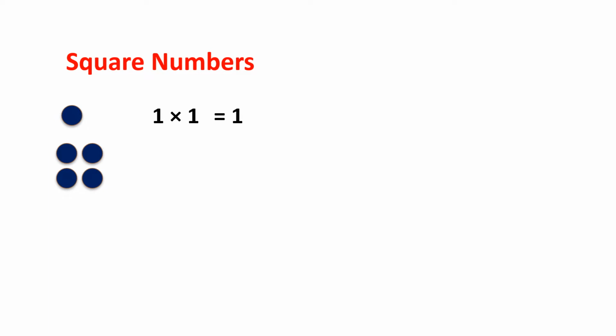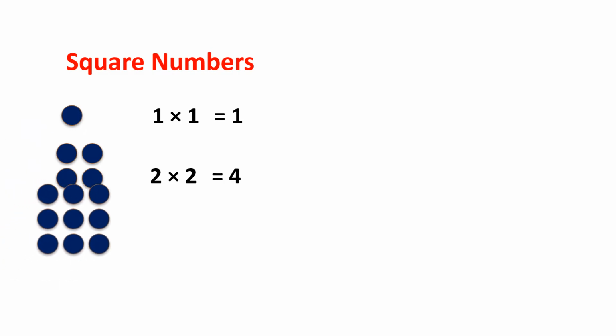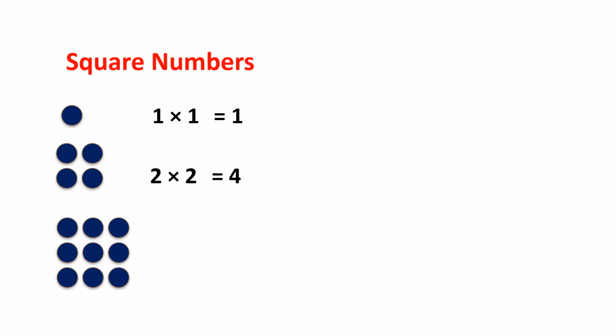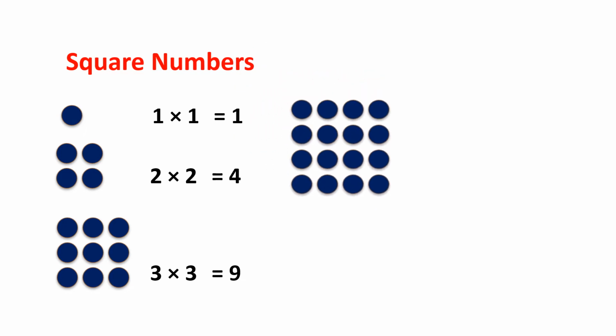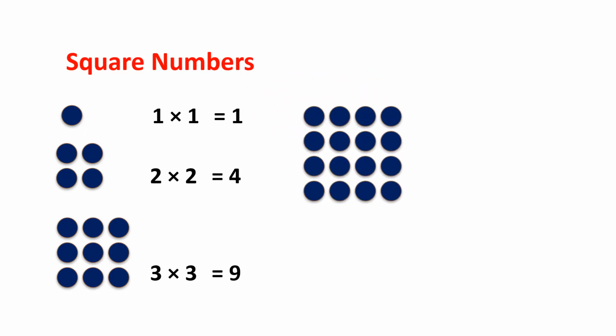Then here comes, there are 2 columns and 2 rows. So altogether there we can see 4 dots. That means 2 into 2 is 4. 4 is our second square number. Here comes 3 rows and 3 columns. Therefore, 3 into 3, our third square number is 9. Likewise, there are 4 rows and 4 columns. So, 4 into 4, our fourth square number is 16.